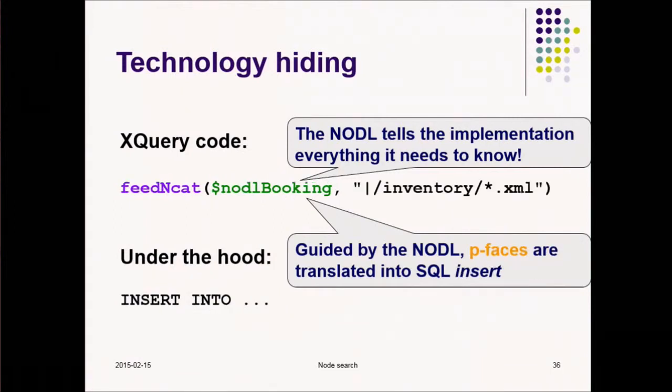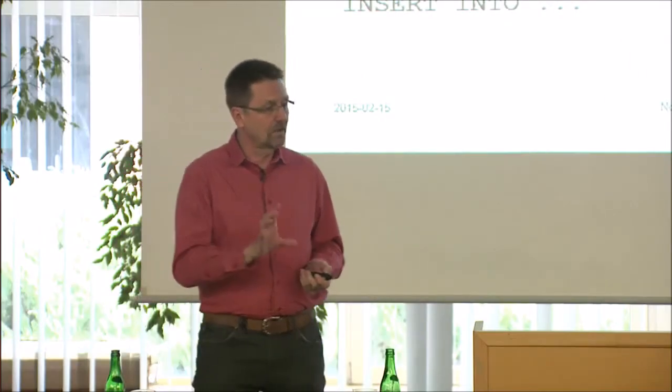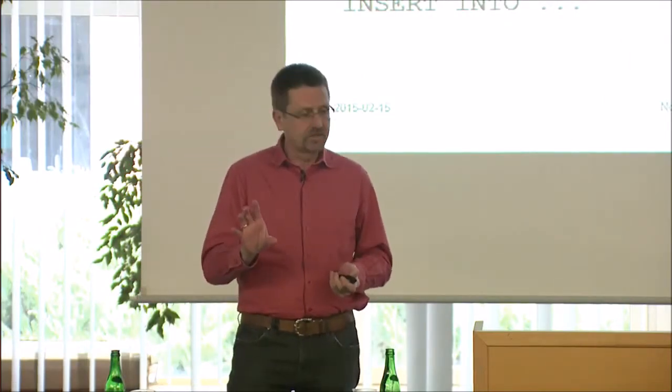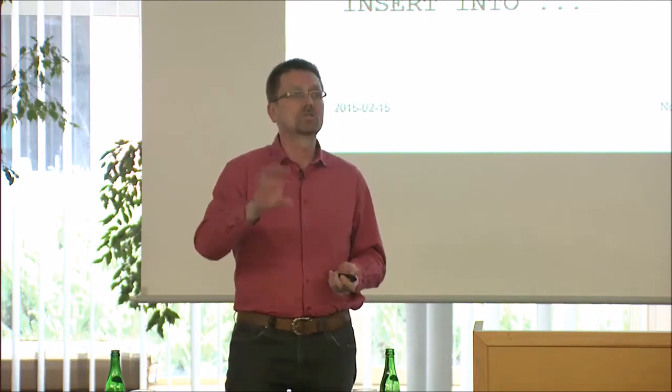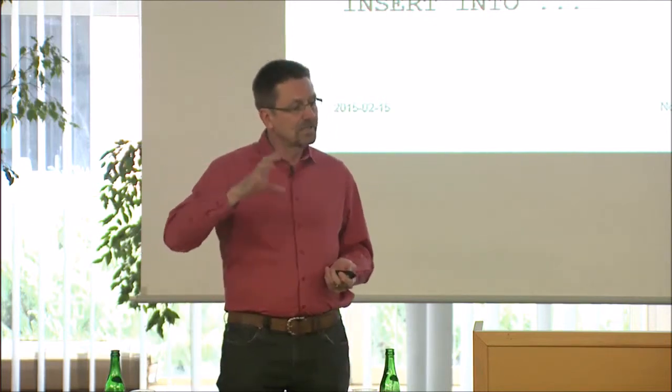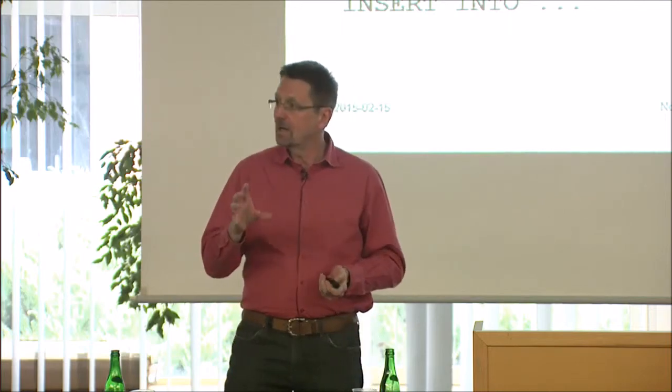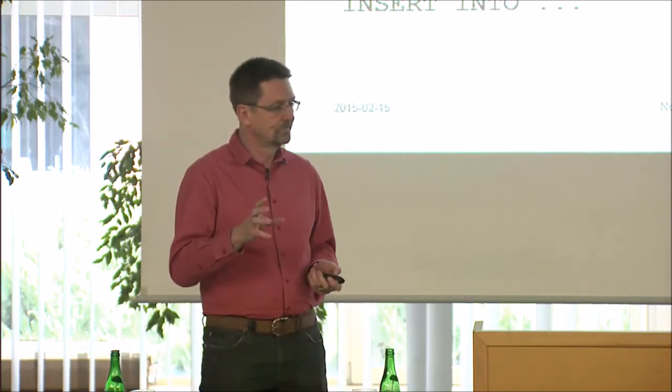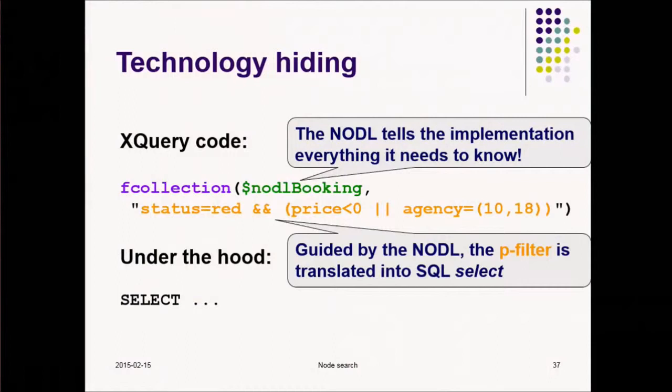When I feed documents to my collection, the API function inspects the documents, inspects the P model, constructs the P faces, and translates the P faces into SQL insert commands. And when I filter my collection, the API function translates the filter into an SQL select command, and finally resolves the node descriptors of the selected P nodes to XML nodes.